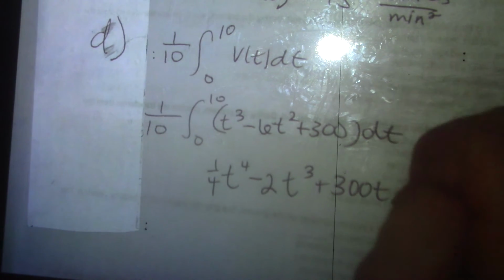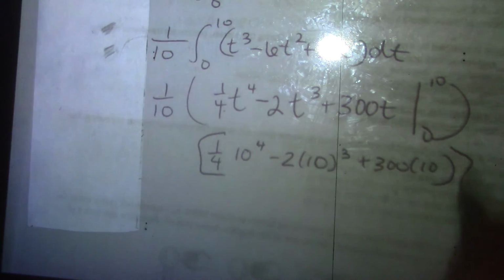And now we have to take the integral. Antiderivative of t cubed is t to the 4th over 4, minus t cubed over 2, plus 300t, evaluated at 0 and 10. Don't forget you have a 1/10 out here. All of these zeros are going to go away, so this is 1/4 times 10 to the 4th, minus 2 times 10 cubed, plus 300 times 10, all of which has a 1/10 out front.